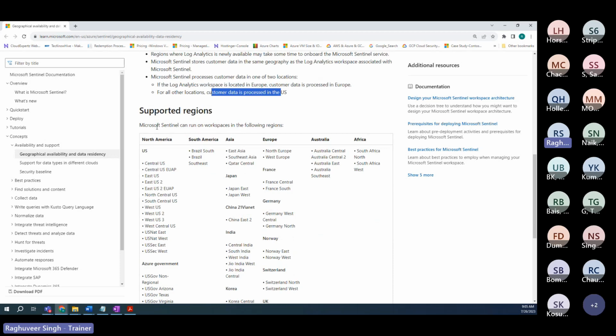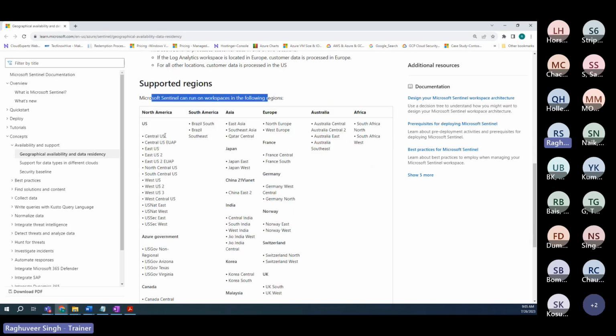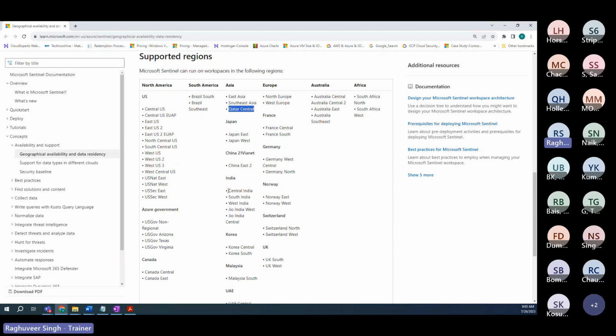And these are the supported regions. Microsoft Sentinel can run on workspaces in the following regions. So these are the regions. If you see specifically for India, which is Asia, in Asia, it is East Asia, Southeast Asia, Qatar Central. Do you see India? Okay, over here: Central India, South India, West India, Jio India West, Jio India Central.